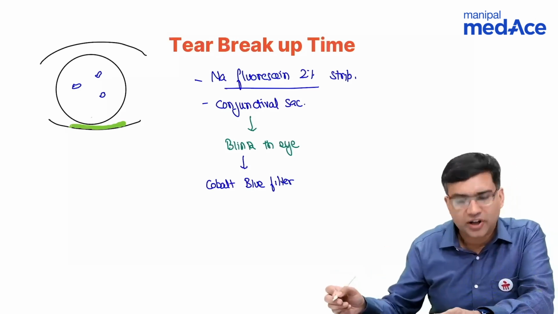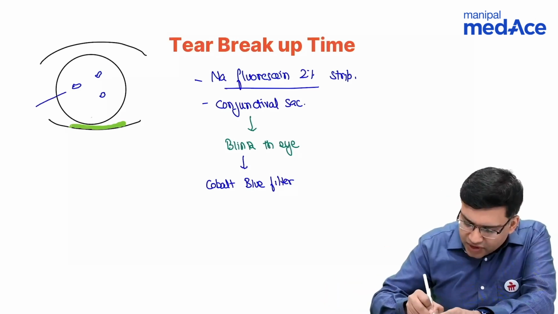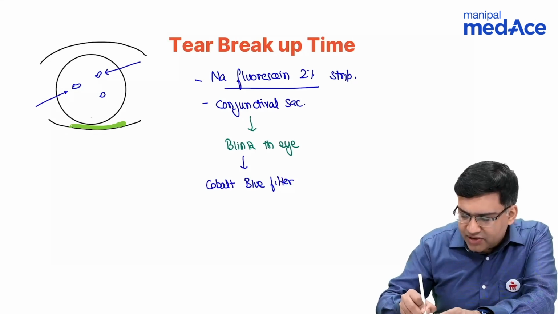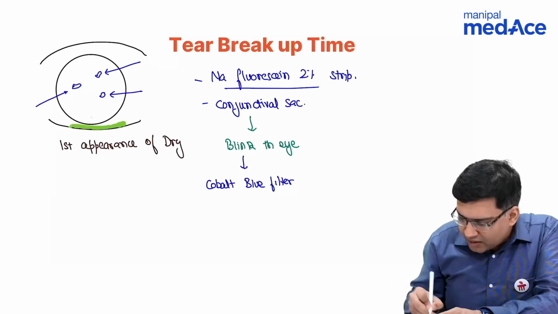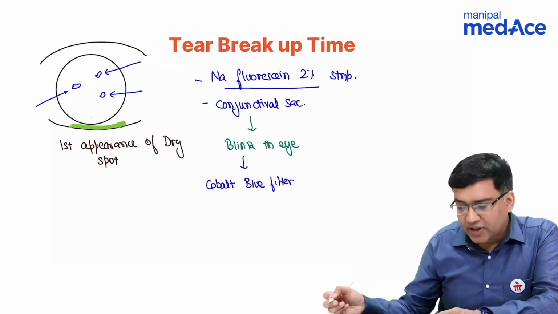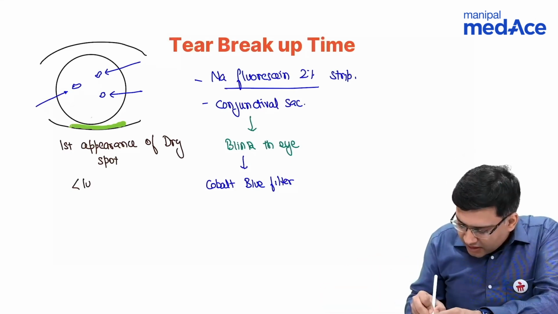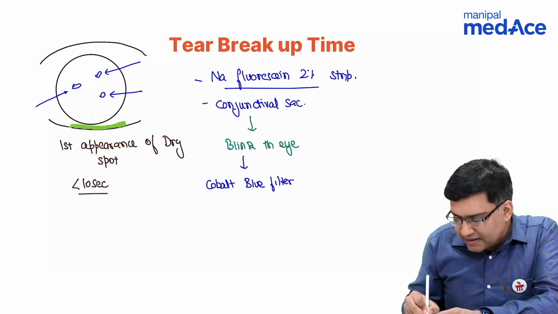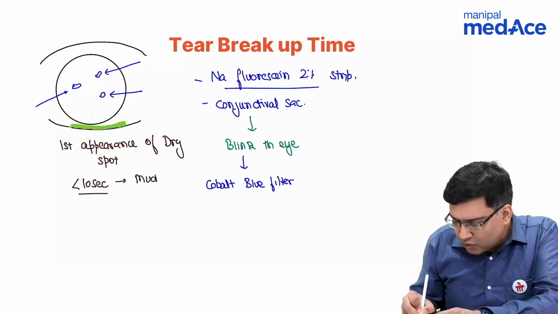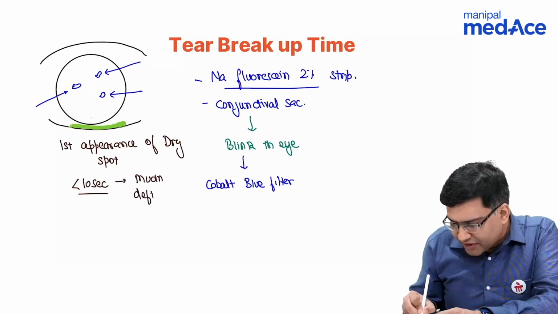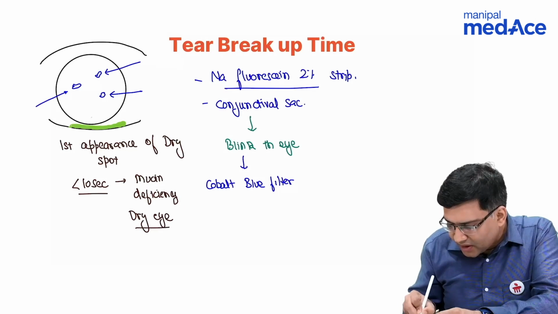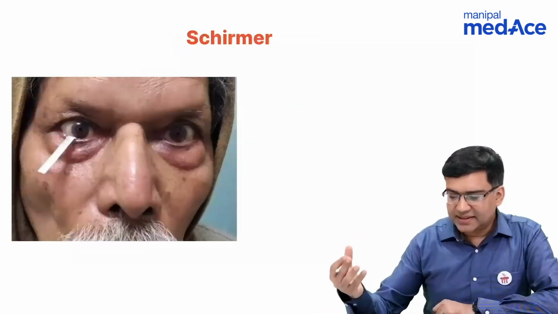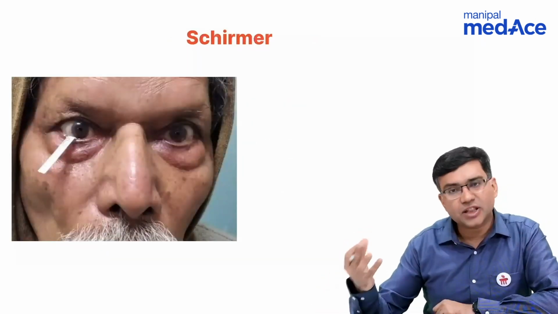After this, with a cobalt blue filter, we examine the cornea, and what we see is the first appearance of the dry spot. If this first appearance of a dry spot comes in less than 10 seconds, this means this patient is having a mucin deficiency type of dry eye. Okay. The second test that we do is the Schirmer's test.